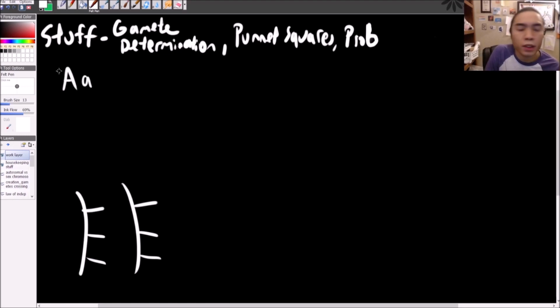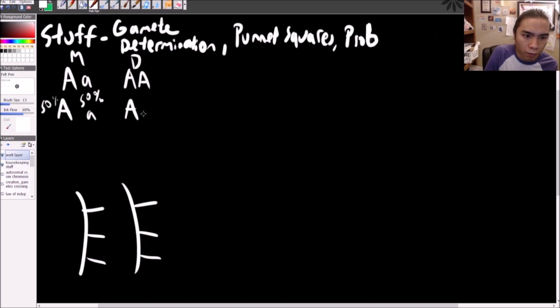So let's say that you're only looking at one gene, right? This is the genotype for the mom, and this is the genotype for the dad. That means that 50% of the mom's gametes will have big A, and then 50% of them will have little a. And then for the dad, all of them will have big A.